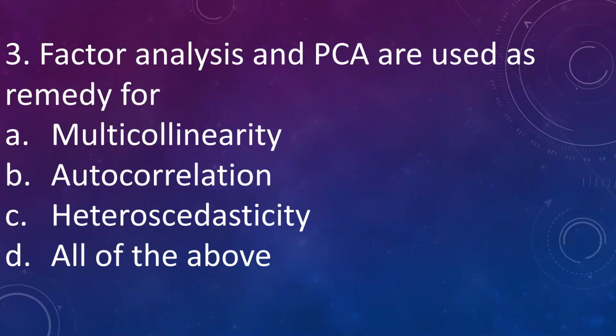Next is factor analysis and PCA, that is principal component analysis, are used as a remedy for A. Multicollinearity, B. Autocorrelation, C. Heteroscedasticity, D. All of the above. Answer is A, multicollinearity. Factor analysis and PCA are used for multicollinearity.